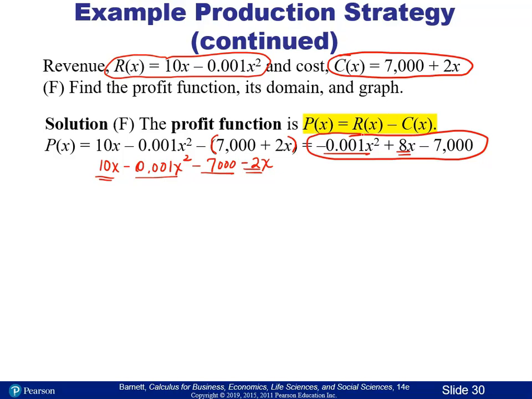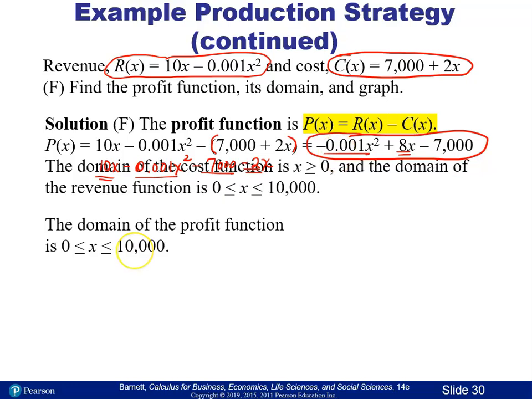The domain for the profit function, if we're looking at the profit function here, since we had a domain for the revenue function of 0 to 10,000, and the cost function, the domain was anything greater than 0, then the domain for the profit function is kind of combining those two together and it being from 0 to 10,000.